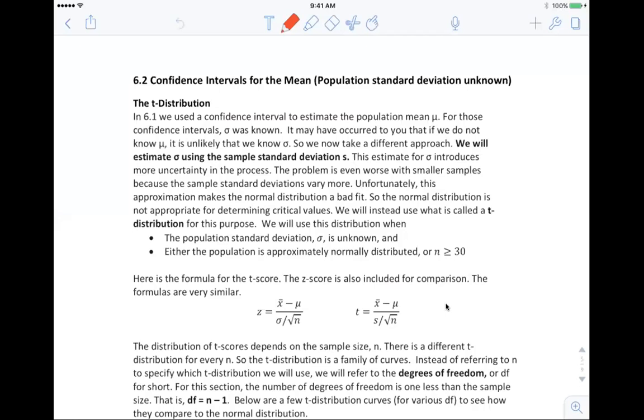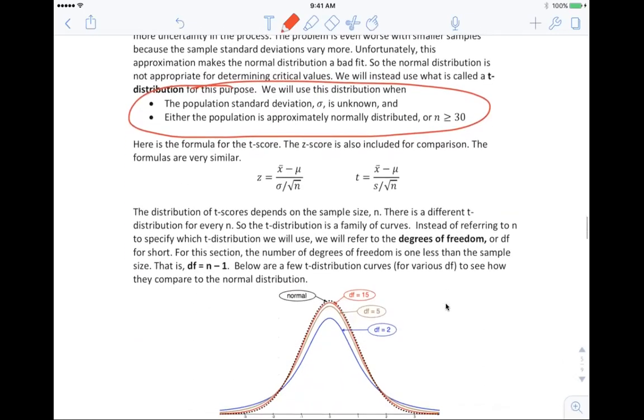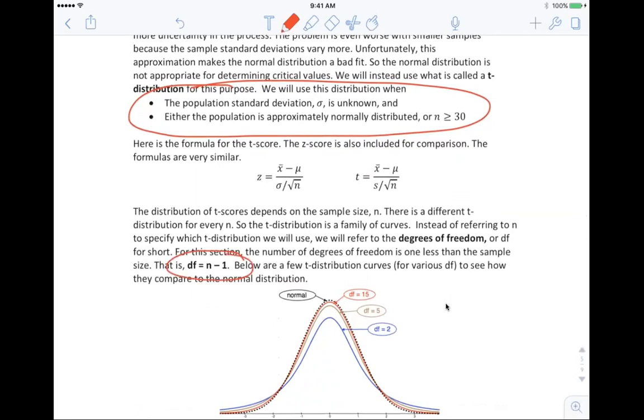So on this first page, just some key things that you'll need. First, those 2 bullet points. How do you know you're using 6.2, the t-distribution? It's when you don't know the standard deviation for the population. You do know the sample standard deviation S. And then the population is normally distributed or n is greater than or equal to 30. Other than that, you'll need this little formula: the degrees of freedom is n-1.